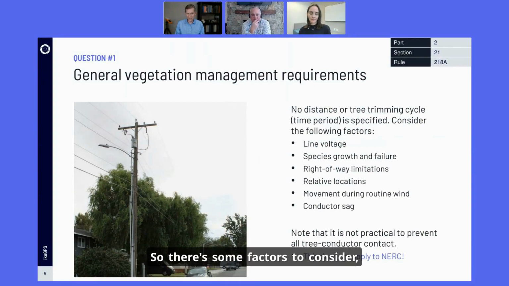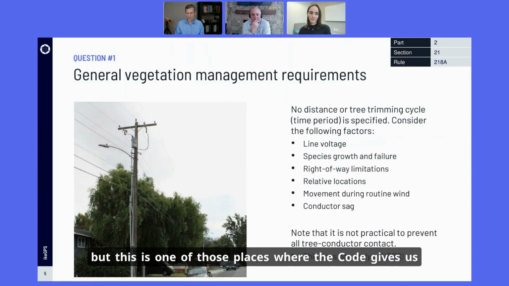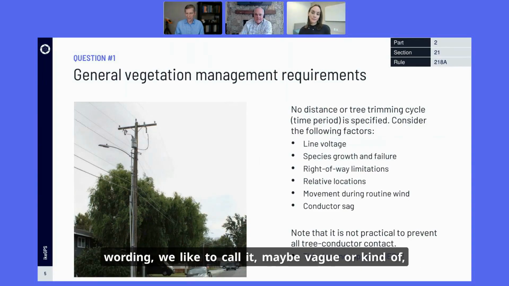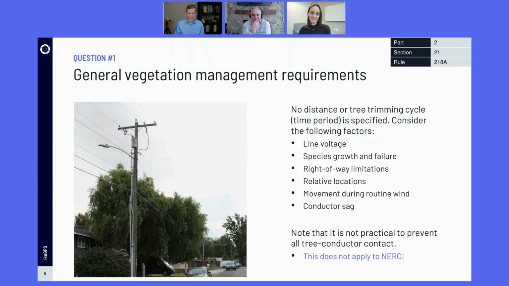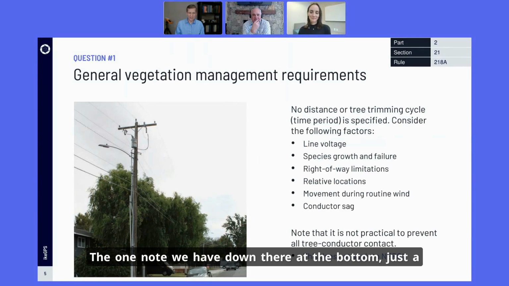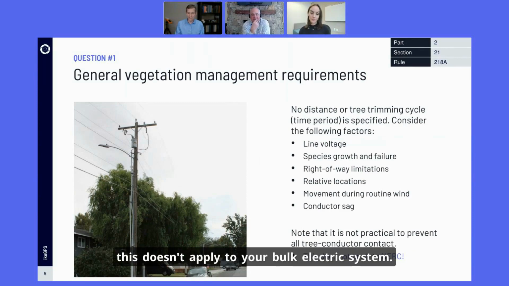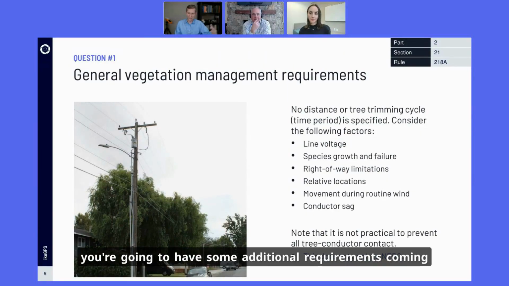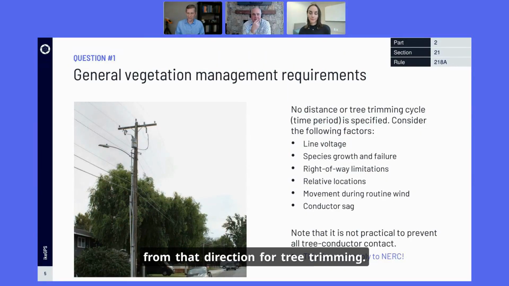So there are some factors to consider, but this is one of those places where the code gives us mushy wording, and we like to call it vague, or that "experience has shown necessary" wording. The one note we have down there at the bottom is just a caution: this doesn't apply to your bulk electric system. If you're working on transmission lines and they fall under the NERC requirements and definition of a bulk electric system, you're going to have some additional requirements coming from that direction for tree trimming.